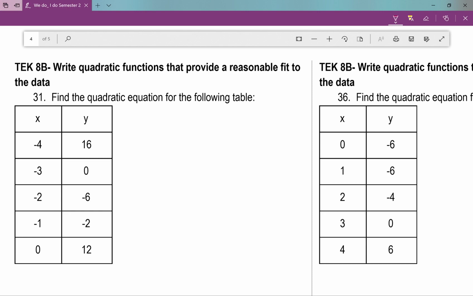Okay, number 31 says, find the quadratic equation for the following table. So in this problem, we're going to use lists and spreadsheets, and I will show you how to do that on the calculator.